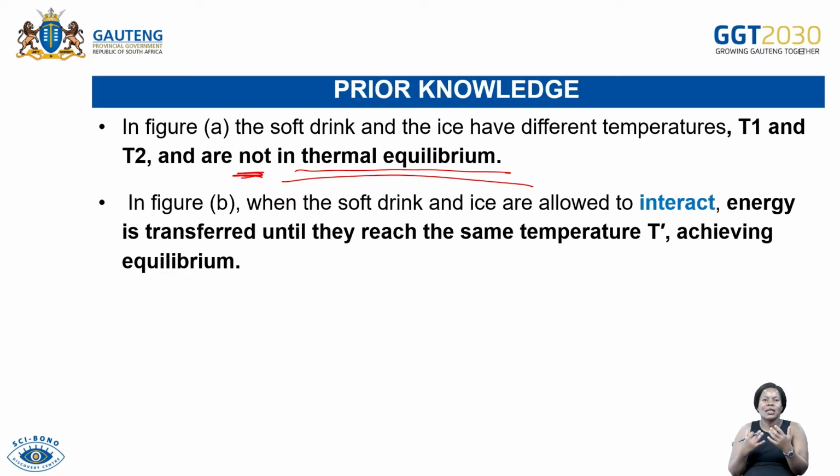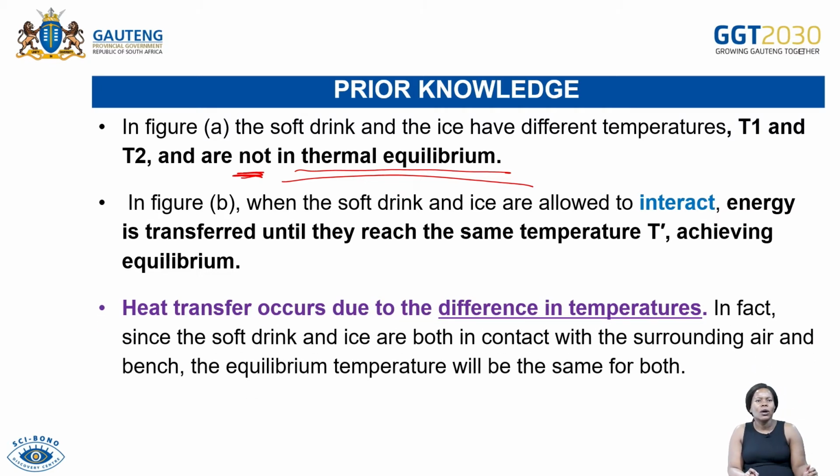This is what they are trying to do. There is going to be a transfer of energy from a hotter object, an object with a higher temperature, to the one that has a lower temperature, so that they are able to reach a thermal equilibrium. Now, the heat transfer occurs due to the differences in temperature.